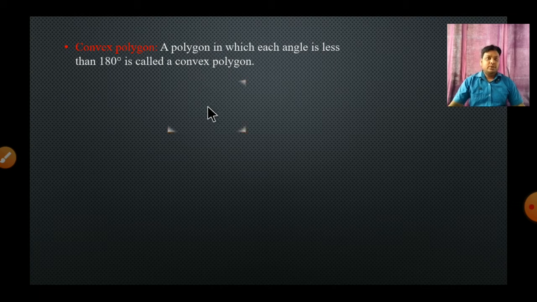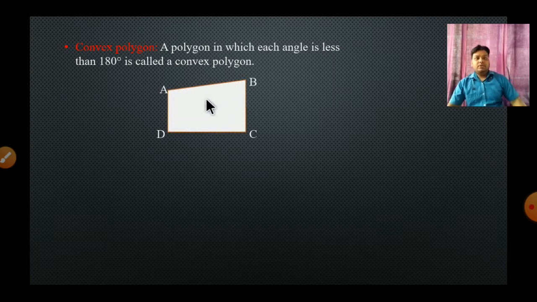Okay, students. And here you can see ABCD is a quadrilateral, and also a polygon. Angle A is more than 90 degrees but less than 180 degrees. Angle B is acute, angle C is 90 degrees, angle D is 90 degrees. It means all the four angles are less than 180. So this type of polygon is called a convex polygon.